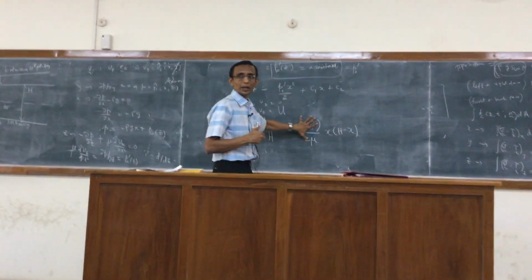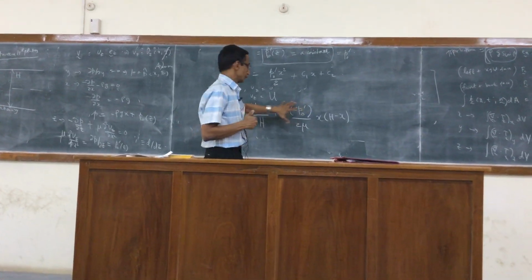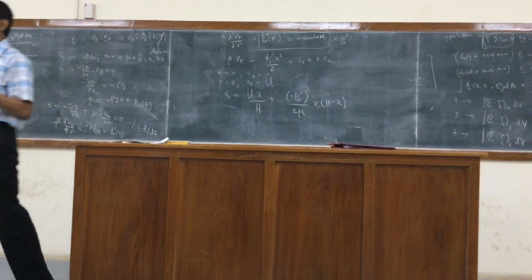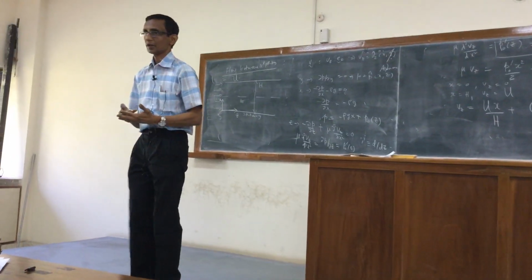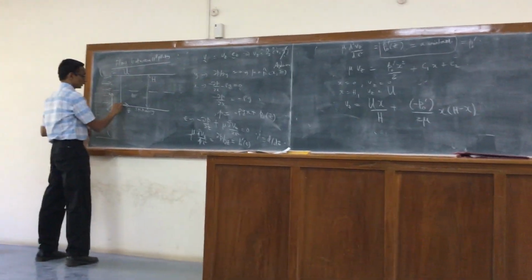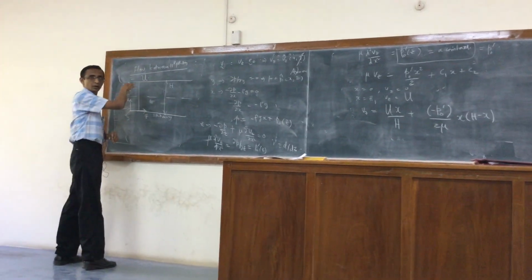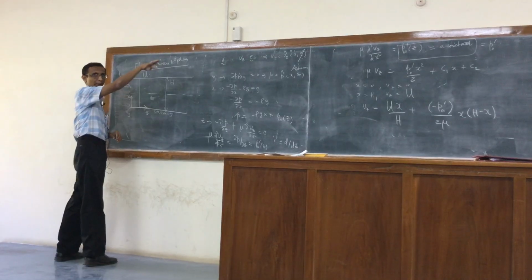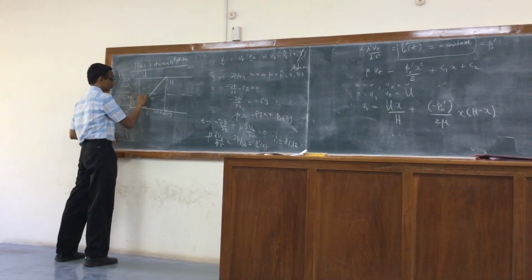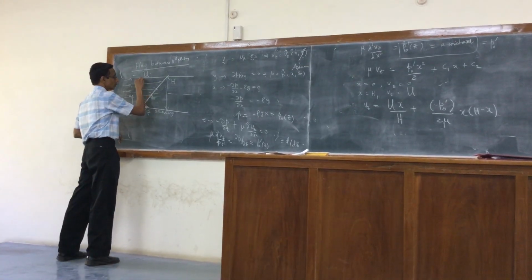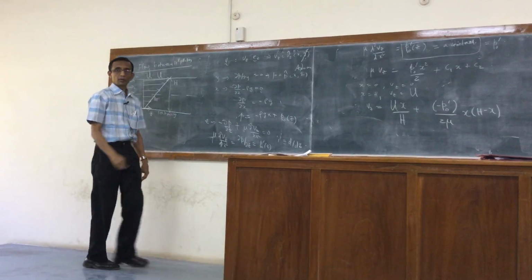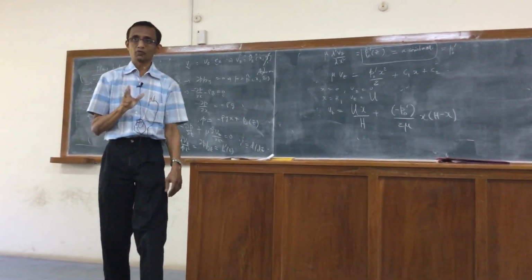If now P naught prime is 0, then I get this very standard solution of V to be just Ux by H. Right? So that profile is very easy to plot. P naught prime equals 0. Let's assume that U is moving in the positive Z direction, then the profile would look like this. This is U. Very simple linear profile.